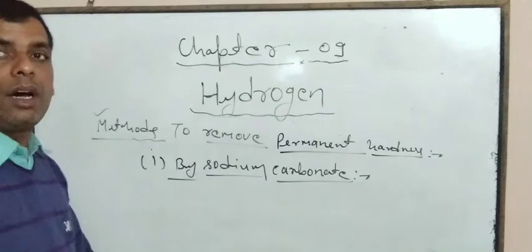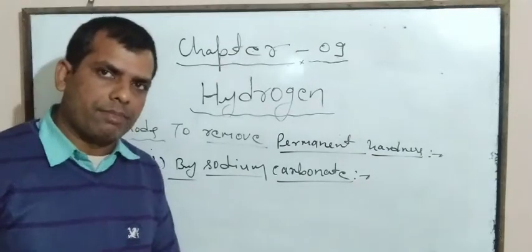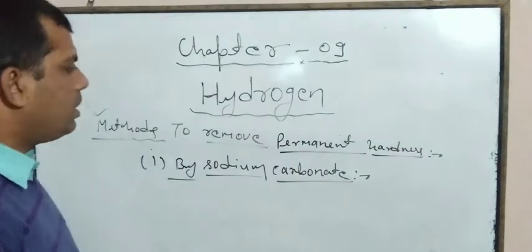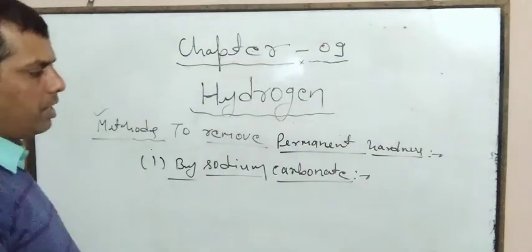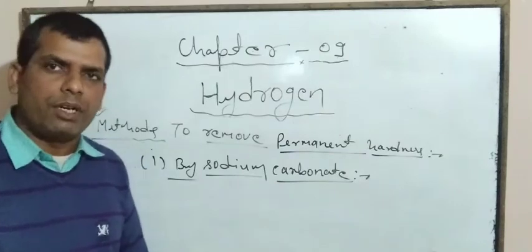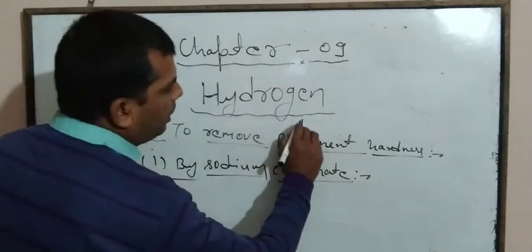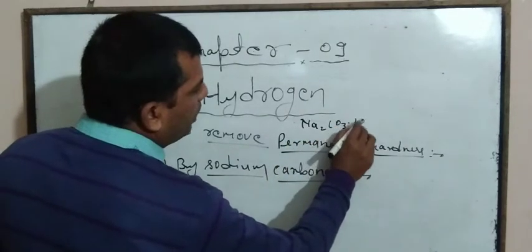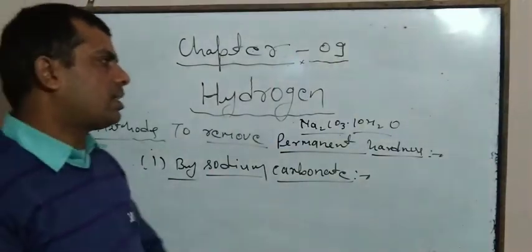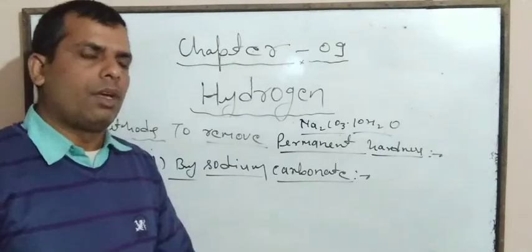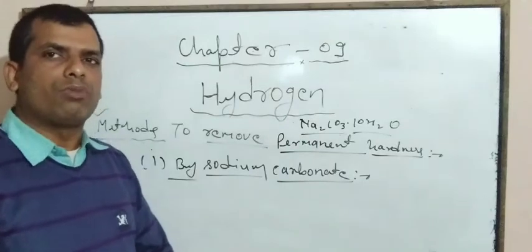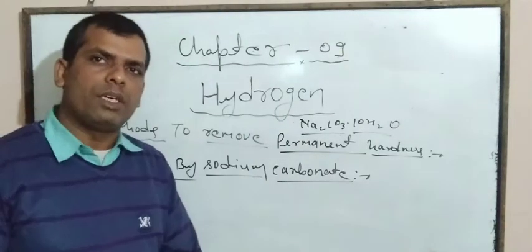If chlorides or sulfates of calcium and magnesium react with sodium carbonate or washing soda. Washing soda is Na2CO3.10H2O, which is present in crystalline form, water of crystallization form. If this compound is heated, it is converted into anhydrous sodium carbonate, that is known as soda ash, Na2CO3.